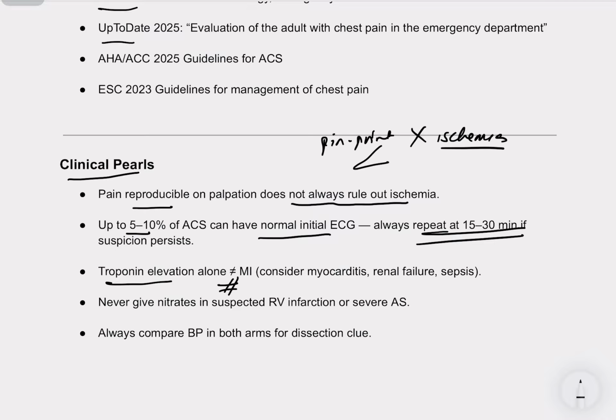You have to look for the risk factors as well, and you have to know other etiologies like myocarditis, renal failure, sepsis. These all can have some level of troponin increase, even pneumonia and pulmonary embolism. Never give nitrates if you suspect right ventricular infarction or severe aortic stenosis. Always compare BP in both arms if you suspect dissection. This is a very simple thing: check BP on both hands initially when the patient comes.